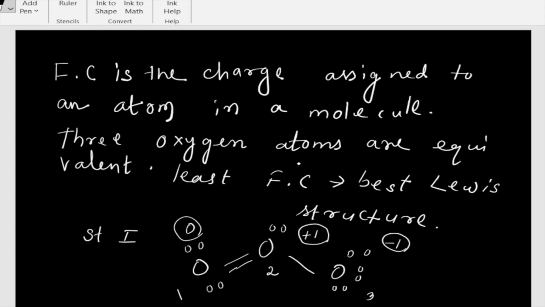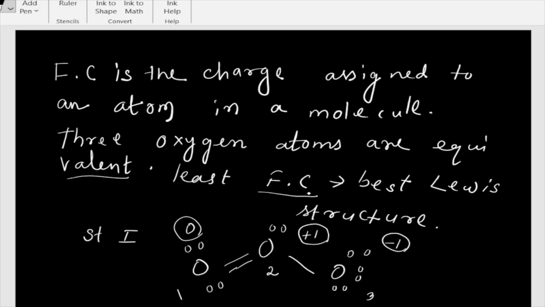Now next you see, FC means formal charge is assigned to an atom in a molecule. That means the molecule consists of 4 atoms, so formal charge is put on each atom. Now here the 3 oxygen atoms are equivalent because the valence electron is the same. We also know the least formal charge gives the best Lewis structure.